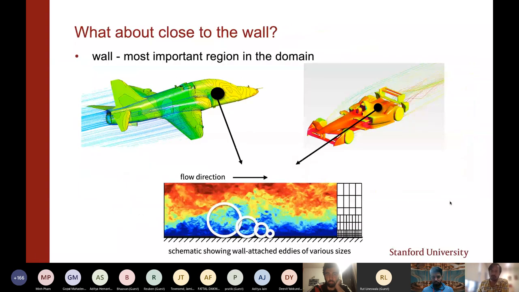So what about close to the wall? The wall is the most important region in the domain. If we zoom in close to the wall on the aircraft, or for example on the surface of this Formula E car on the right, this is a zoomed in image of the flow. It's not very obvious in the image, but trust me, you have large scale eddies and small scale eddies, and as you go close to the wall, the size of the eddies decreases. Even though you're using large eddy simulation, LES, which captures only large scales, you need to capture these small scales as you go close to the wall. You have to use the grid shown in the schematic on the side. So this again increases the cost, even though it's an LES and not a DNS.